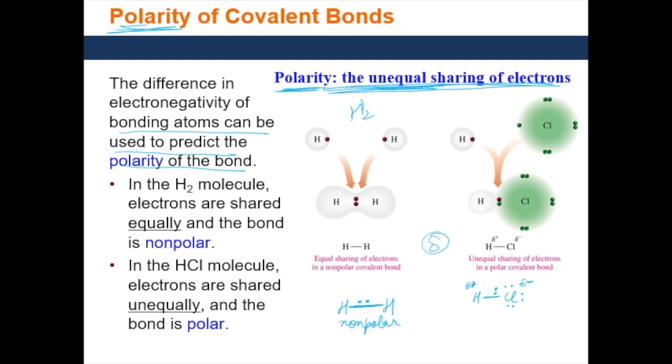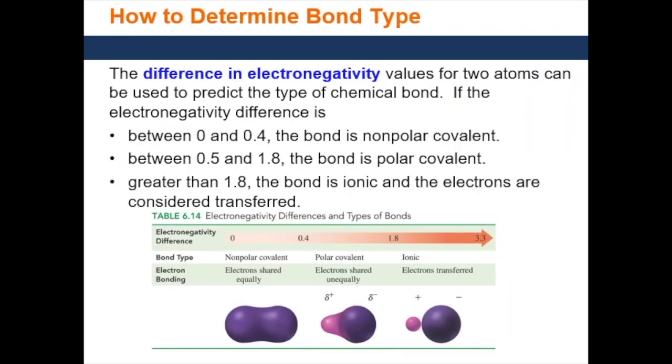Chlorine has gotten a little greedy. It has pulled those electrons towards itself. So whenever you see these charges being formed, this means the bond is polar. So now this molecule is called a polar molecule, and this bond has polarity because the electrons are not being shared equally. Okay, so the bond is polar.